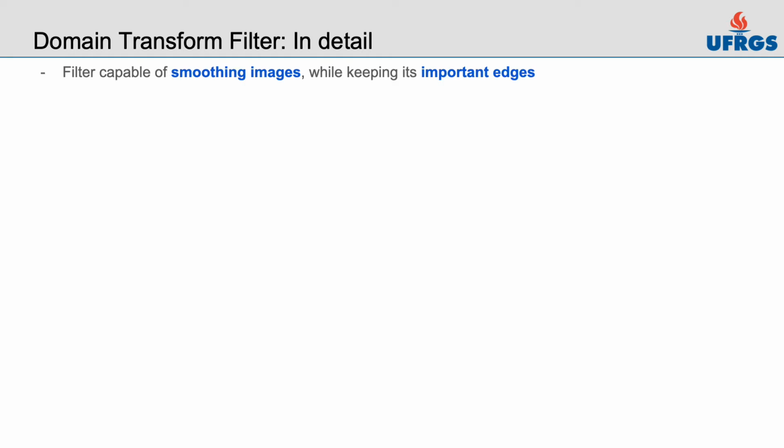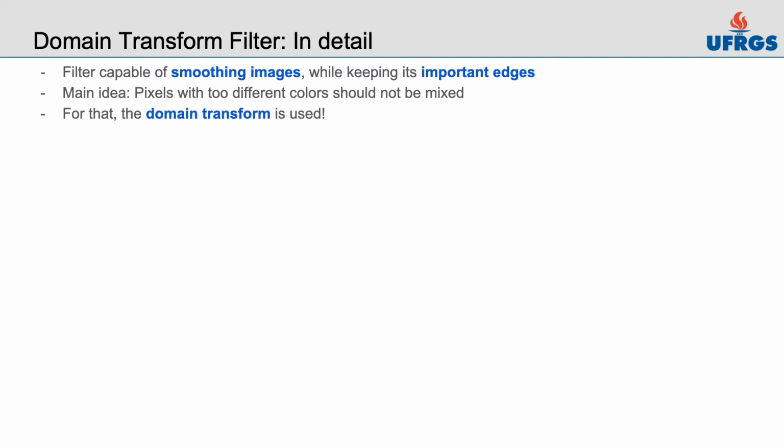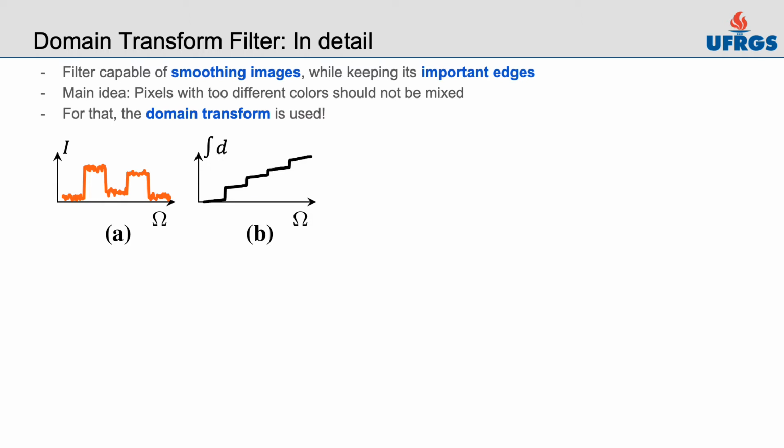As already said, the domain transform filter is a filter capable of smoothing images while keeping its important edges. The main idea of the filter is that pixels with two different colors should not be mixed. For that, a transform called domain transform is used. Let's show an example of this transform. Imagine that the graph A represents one line of an image, where the vertical axis represents the color of the pixel. The first step is to obtain the domain transformation, represented by graph B, which is generated by summing the absolute color differences of each pixel with all its predecessors.